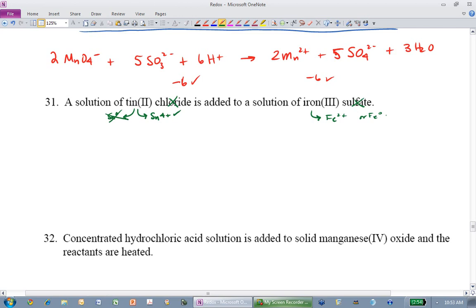So think about it. Let's go with tin 2, Sn2 plus, Fe3 plus, going to the only thing that tin 2 can do, because it has to be oxidized, and that's the only way it can be oxidized. And then the only thing that iron 3 can do is either go to Fe2 plus or Fe0. So it's just got to figure out which one you want to do. So if I do Fe0, let's see what happens. What's the total charge on the left? It's plus 5. Weird. What's the total charge on the right? It's plus 4. Dang it.